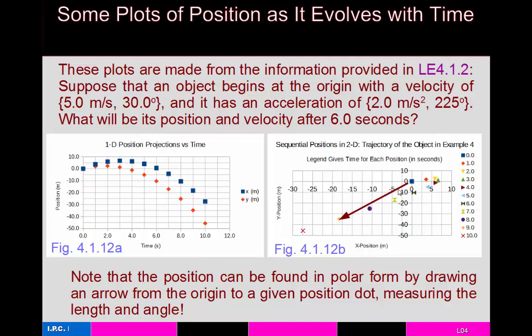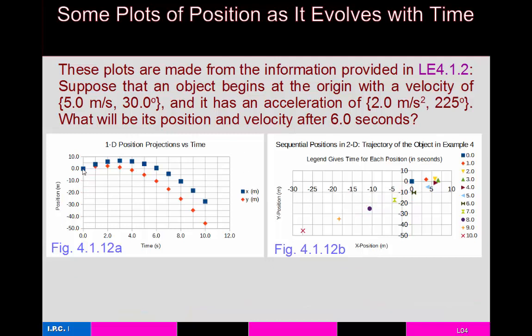You would basically measure an angle and a distance. Probably the actual dot I should have drawn to is the sixth one. 2, 3, 4, 5, 6. So this right here is the actual final position, but to show what's going on, here's a longer arrow.